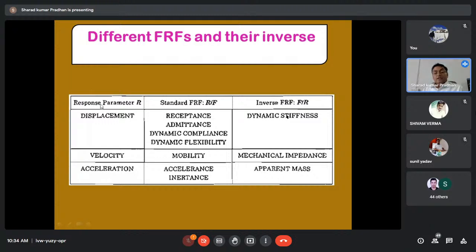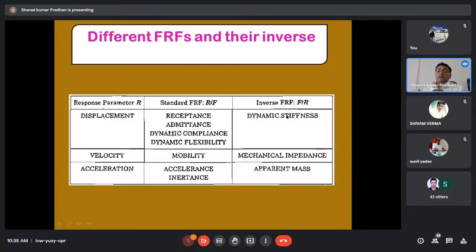Look here, the response parameter is displacement. You are going to get displacement as response. There are two things in vibration. One is called input, how you are hitting the structure, and the other is how it is vibrating, that is response. So when the response is in the form of displacement, we call it displacement FRF. When it is in the form of velocity, we call it mobility FRF. When we are getting acceleration as response, we call it accelerance or inertance FRF. And the first one is called displacement FRF or receptance FRF or admittance FRF.